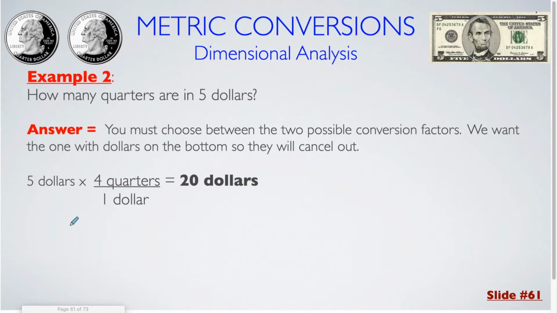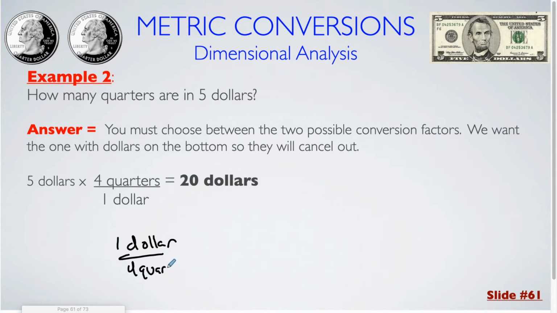Example 2. How many quarters are in $5? For our answer, you must choose between two possible conversion factors. So we know that we're starting with $5. Since I'm starting with $5 and I want dollars to cancel, that means dollars must be on the bottom of my conversion factor, and whatever I'm looking for, in this case quarters, must be on the top. So I'm going to use the 4 quarters over $1 variation as opposed to the $1 over 4 quarters variation.